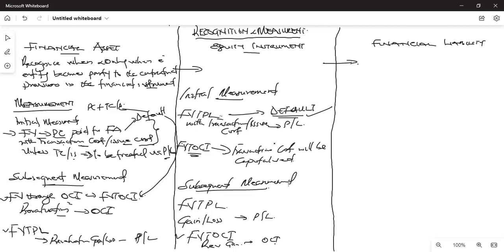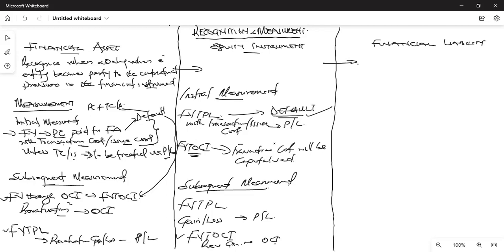Take note of that. Then we have the almighty financial liability, because this is where everything is actually centered. Now, what we are going to do is pick it one by one. So the initial measurement, and here it is very tricky. I need you to concentrate, because examiners always test financial liability. Hardly do you get things on financial assets. It is always financial liability. Check through all your past papers. You'll see that it is all about financial liability.